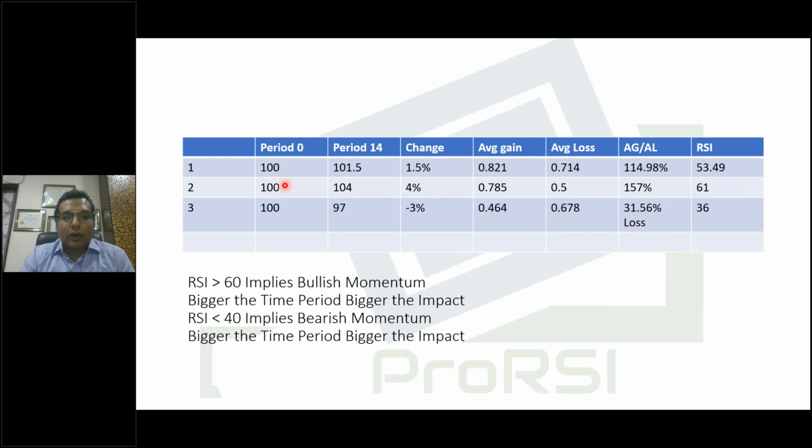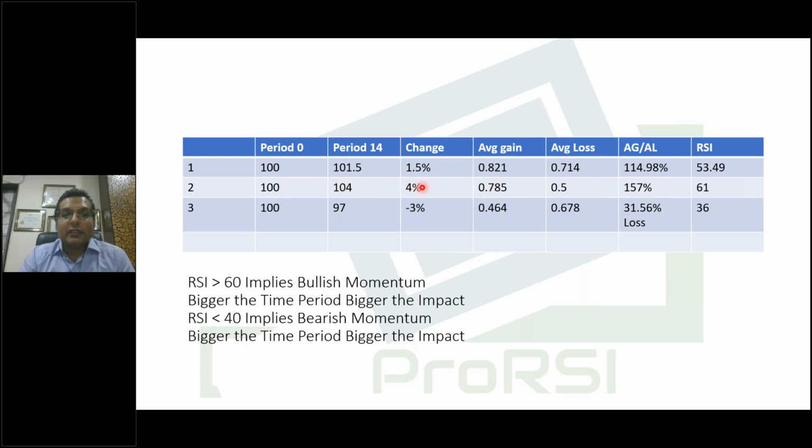Now on the second table, the period 0 was 100, and on the 14th day the price was 104. The price changed 4%. The average gain was this, average loss was this. Now average gain by average loss was 157%. Now just try to understand that though the price has increased 4%, the momentum has increased 157 times. Now this is very important to understand, that why RSI is such a beautiful indicator, right?